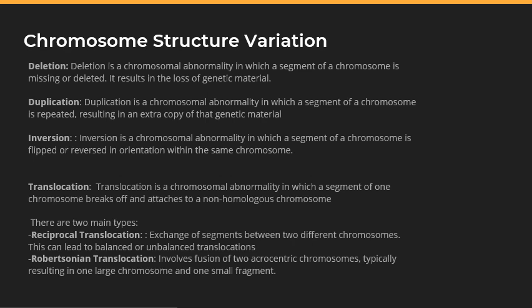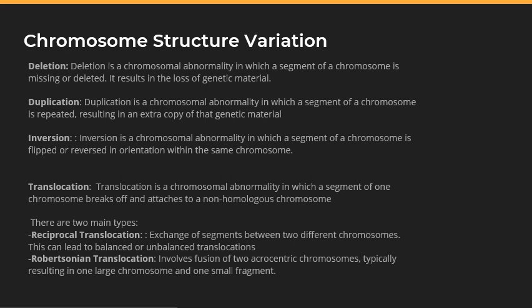Lastly, let's talk about translocation. So translocation is a chromosomal abnormality in which a segment of one chromosome breaks off and attaches to a non-homologous chromosome. There are 2 main types of translocation, reciprocal and Robertsonian. So reciprocal translocation is an exchange of segments between 2 different chromosomes. And the Robertsonian one is fusion of 2 acrocentric chromosomes that typically results in one large chromosome or one small fragment.